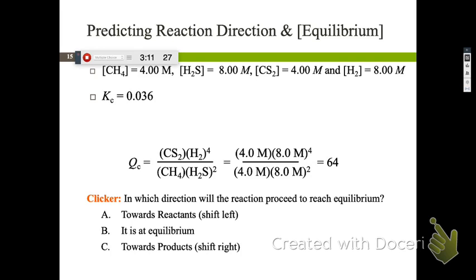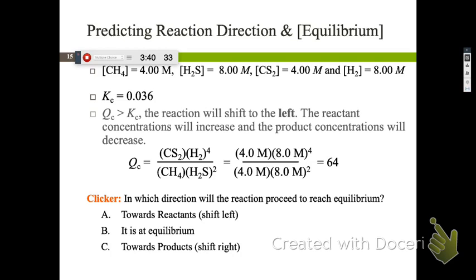This number is bigger than what we need for a K. So what has to happen to this fraction in order for it to get closer to K? We need a larger denominator and a smaller numerator. So that means what is on top is going to go away. What is that? Products are going to go away. Reactants are going to be formed. So let's keep that in mind. In order for this reaction to reach equilibrium, we have to consume products to generate reactants.